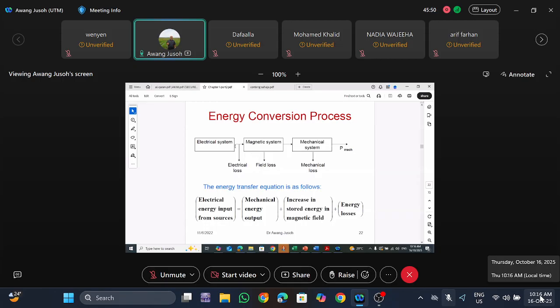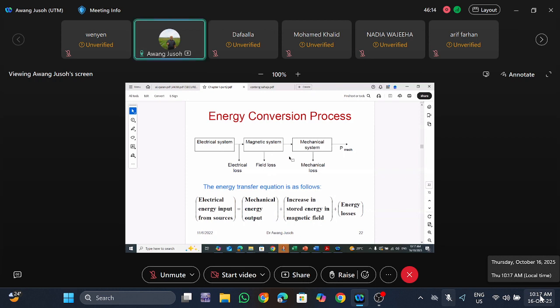This we can use for the motor, because the input is the electrical system. For the generator it is a different way, the movement of the arrows is different, I mean from the right to the left. Okay, simple. You got three systems: electrical system, mechanical system, and also magnetic system.